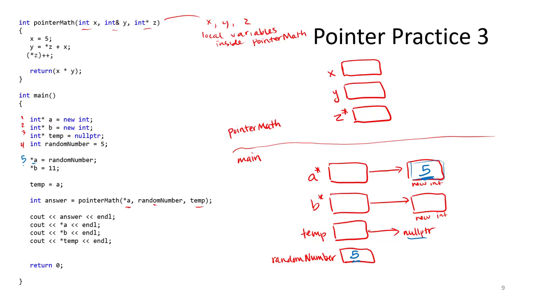Next, in line 6, we're saying asterisk b equals 11. That means we're going to go where b points and set that data equal to 11. So b is pointing at an empty, uninitialized new int. So we update that to hold number 11.